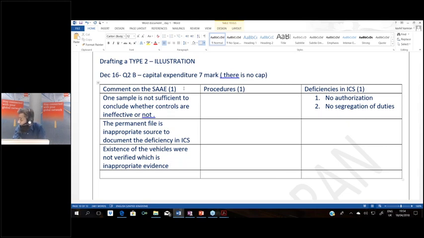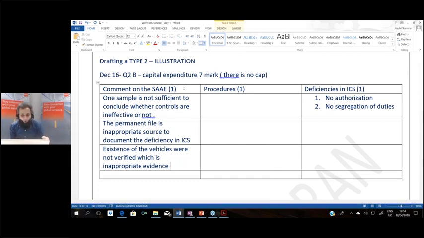Yes, exactly, Farooq. You can, but that is in the last column, right? The examiner is asking what deficiencies will you communicate to the management. So we are communicating the deficiencies in the last column. So I'll not write that in terms of criticizing because I'm communicating them in the last column. So what is the first comment? The first comment is one sample is insufficient. The second comment is I recorded it in the permanent file. The third comment is existence of the vehicles were not verified, which is inappropriate evidence.